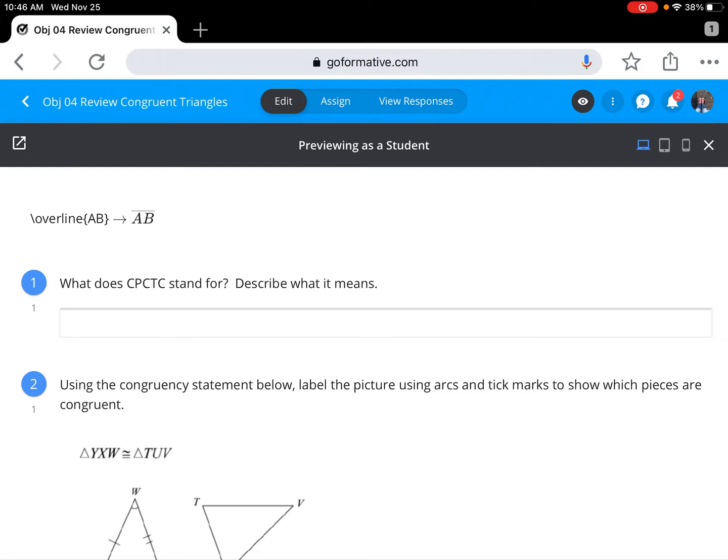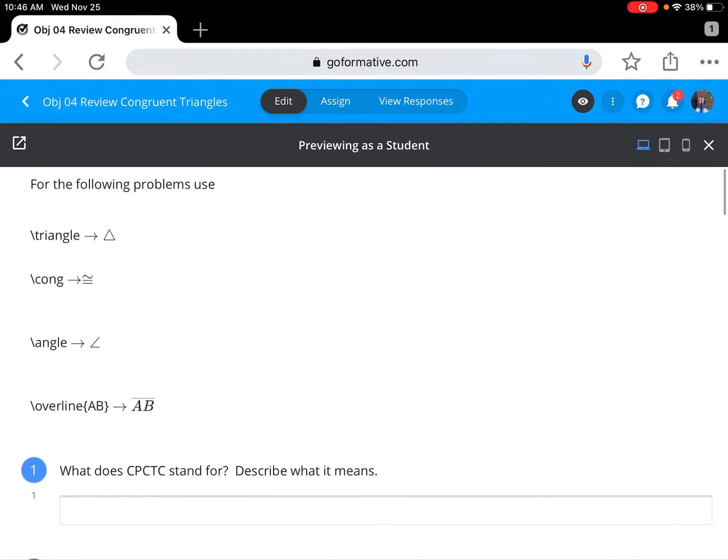So we're going to start talking about some different things to remember. I have a little cheat sheet at the top, or we have a little cheat sheet at the top of all how to find different notations.